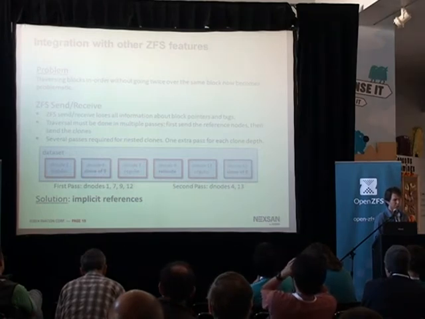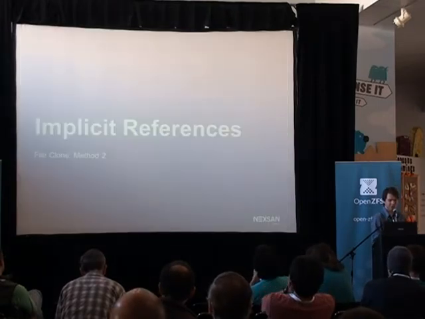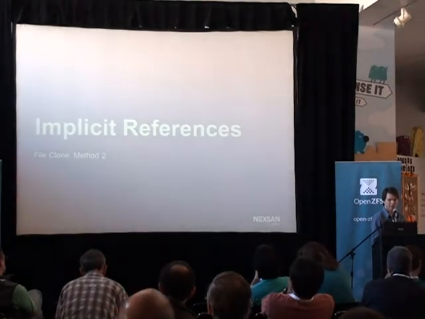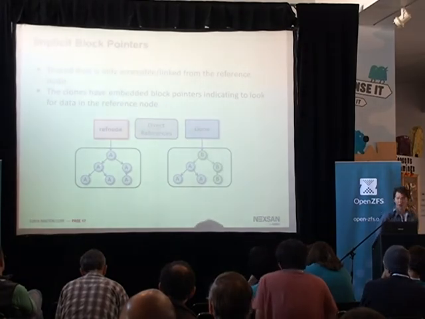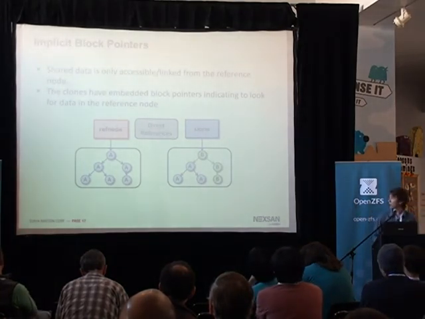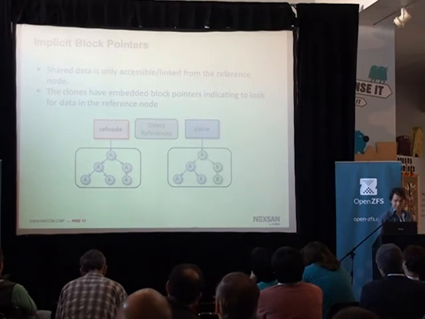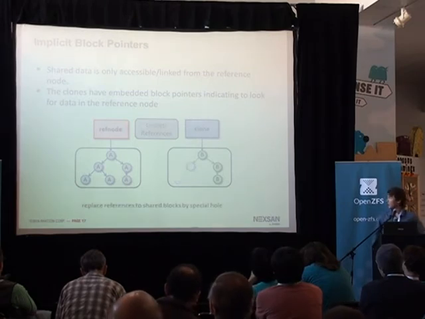The other solution to this problem is to have a slightly different approach for file cloning, called implicit references, which is going to be included in this second part of the presentation. Here we are contrasting implicit references with direct references. With direct references, when we have new data, shown here as B, it points directly to the shared data. With implicit references, we create a new special embedded pointer.